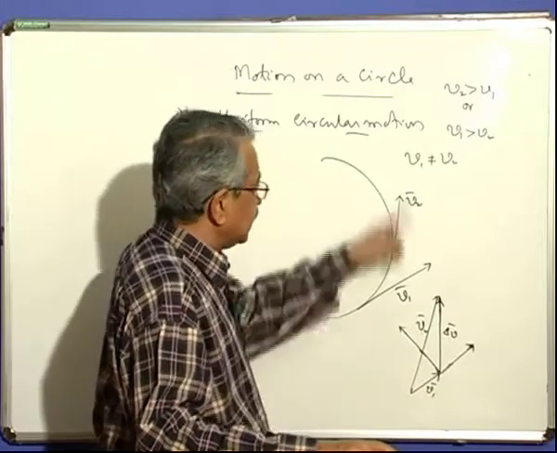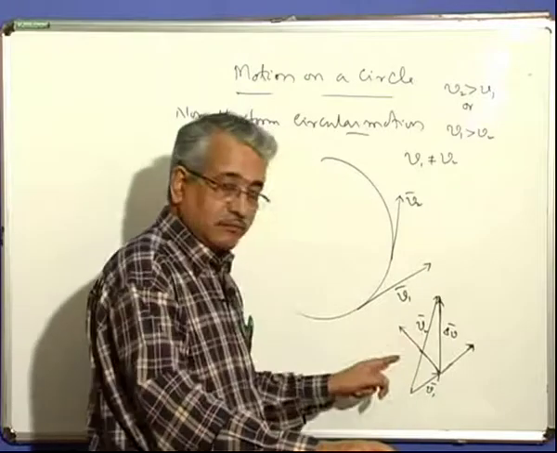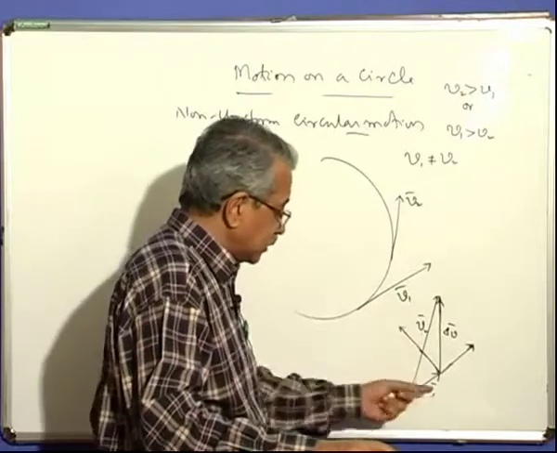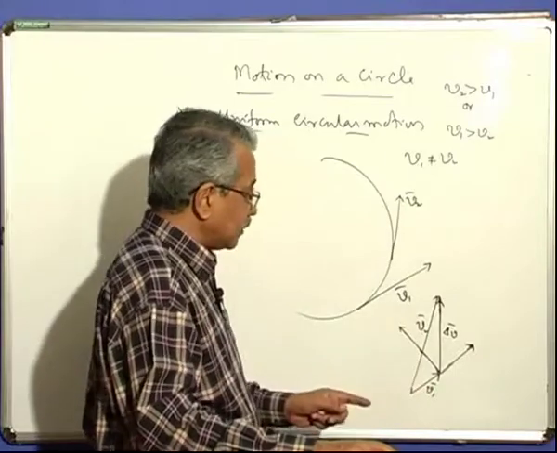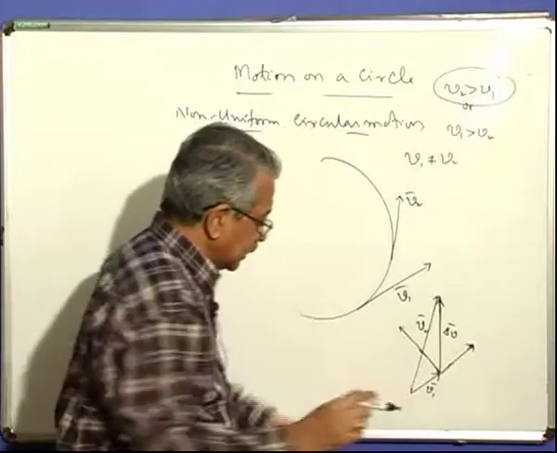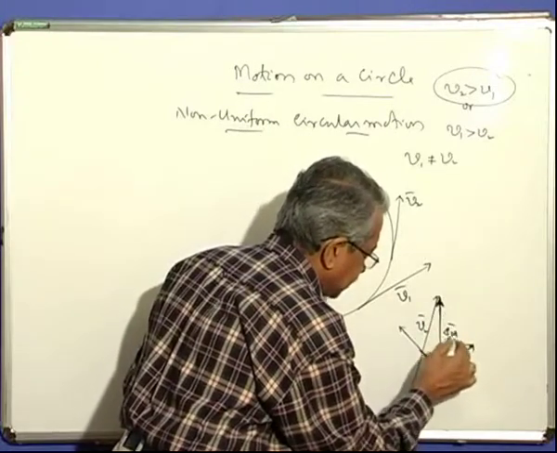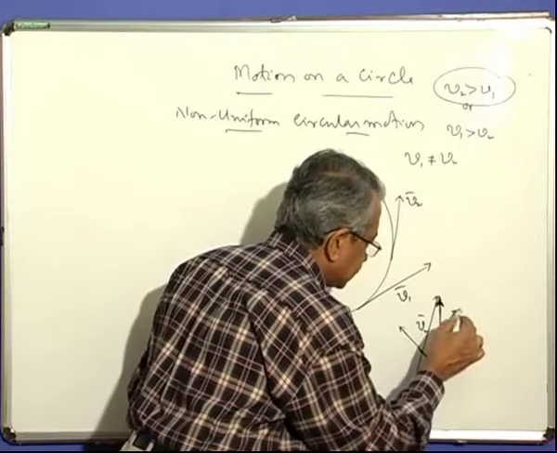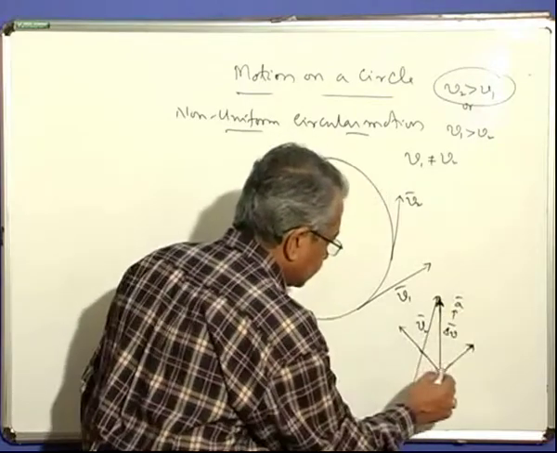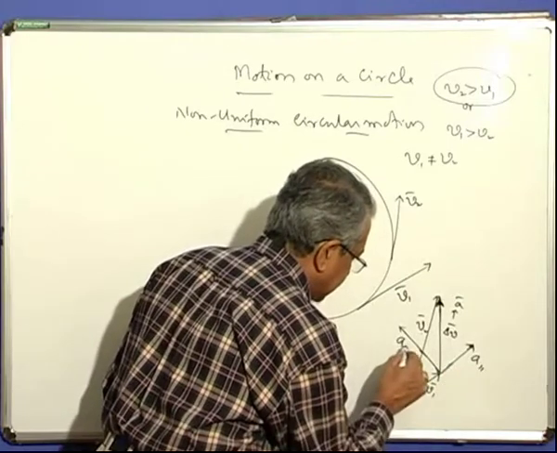That means the body is speeding up while going around the circumference. Magnitude also is increasing. Length of the lines are not the same. v2 is greater than v1. This is the case we are talking about. Then the acceleration is along the change in velocity, that is delta v. This is the acceleration vector. This can now be resolved in two components, A parallel and A perpendicular.